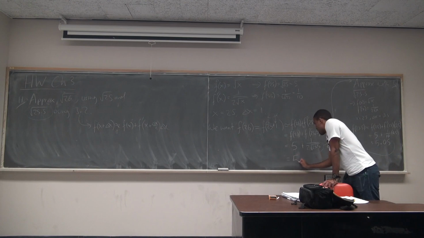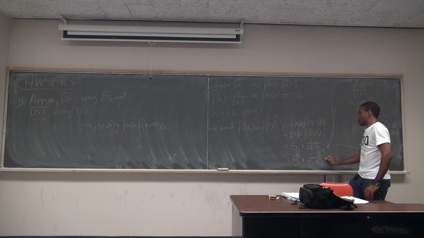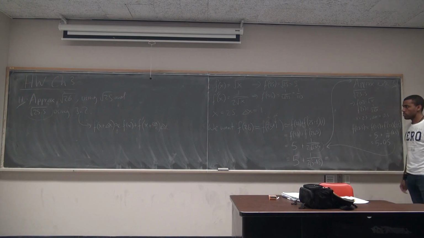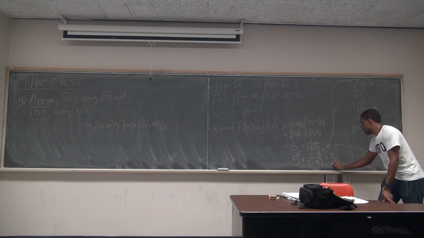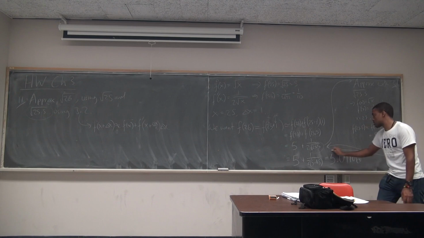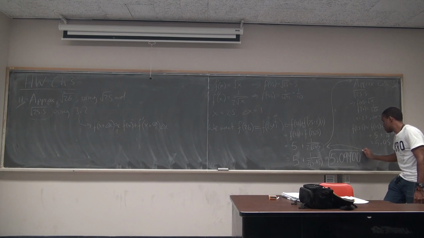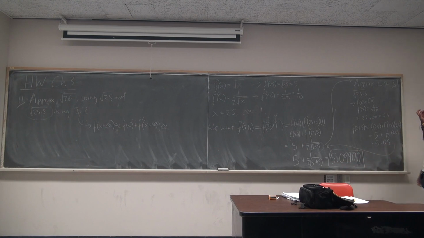So this is equal to 5 plus 1 over 2 times 5.05. Which is what? 5.09906. And that's how it's done.